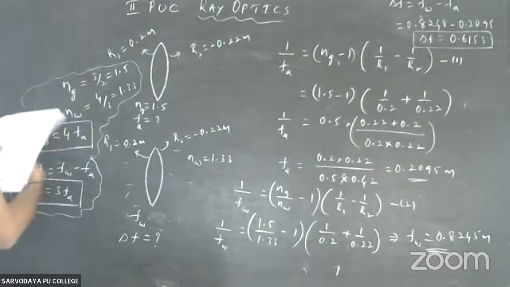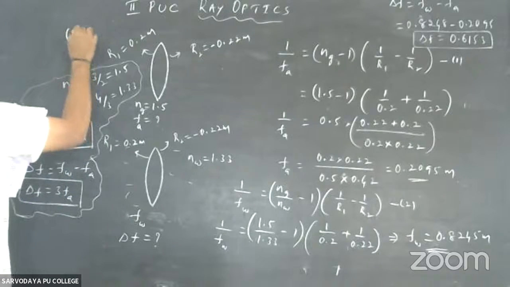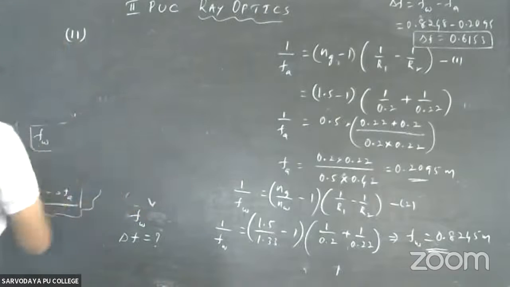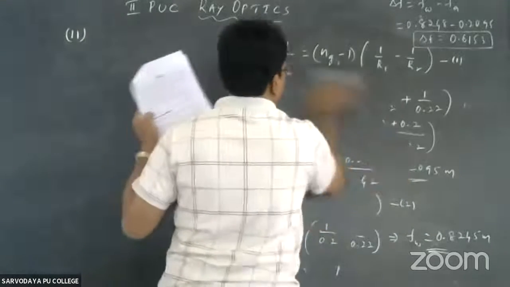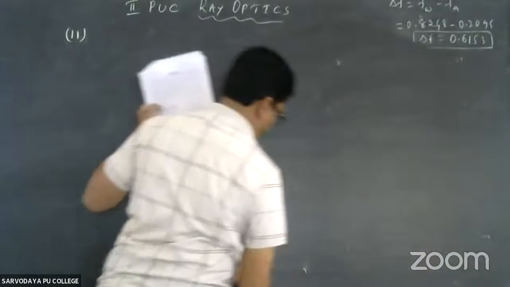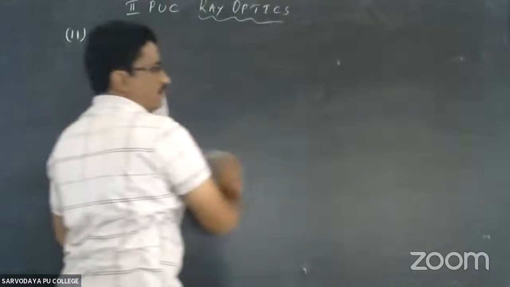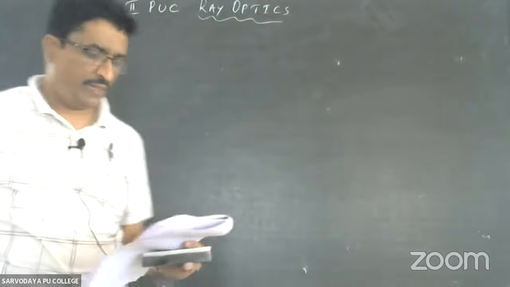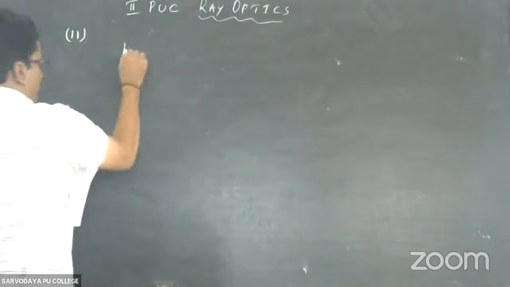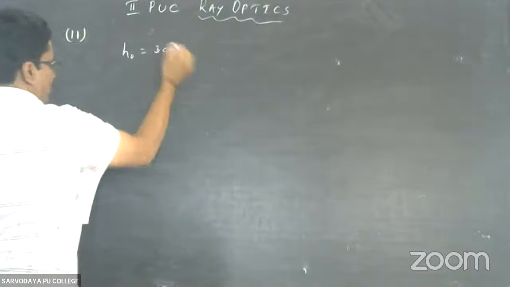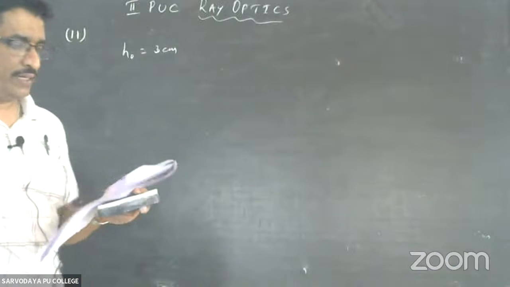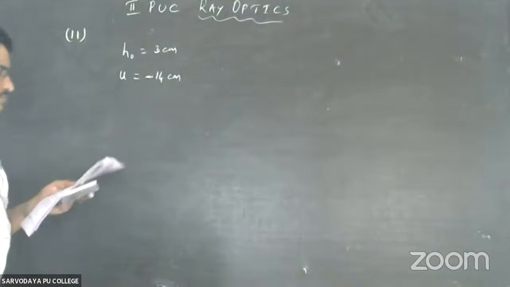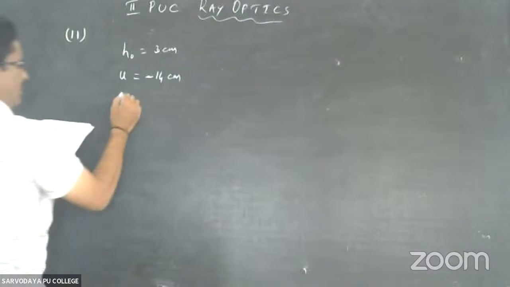Next one, it is 11th problem. An object of 3 centimeter, that is, height of the object is 3 centimeter, is placed 14 centimeter in front of a concave lens. Concave lens of focal length 21 centimeter.